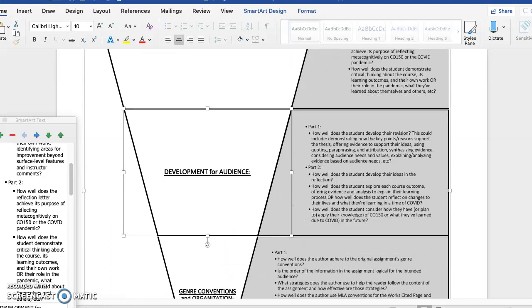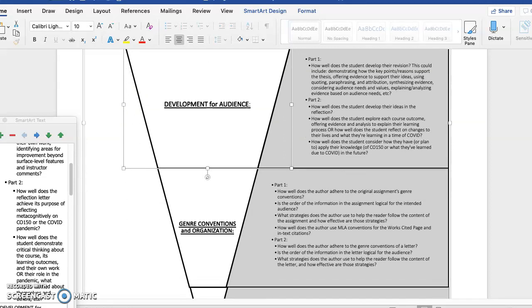Scrolling down, development for the audience. Part 1 is how well does the student develop their revision? This could be how well do they demonstrate how the key points and reasons support the thesis? How well do they quote, paraphrase, and attribute? How well do you synthesize evidence, etc.? And in the letter, how do you develop your ideas in your letter? Are you offering examples for the things that you're saying? How well does the student explore each student learning outcome, offering evidence and analysis to explain their learning? Or how well does the student reflect on changes to their lives and what they're learning in the time of COVID by using specific examples?